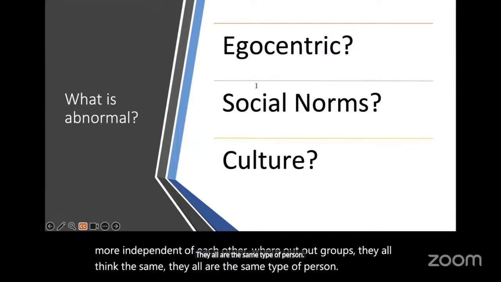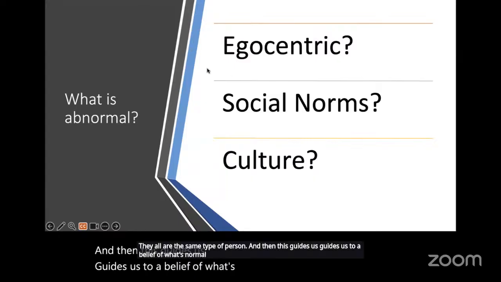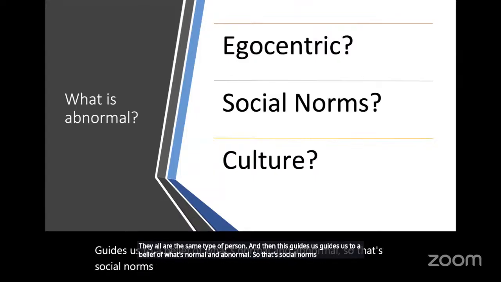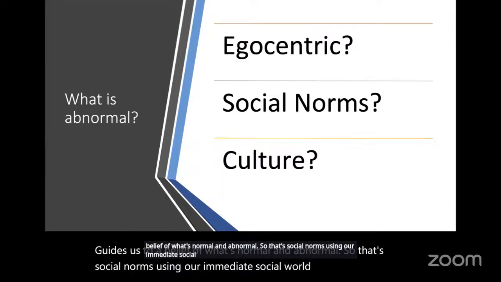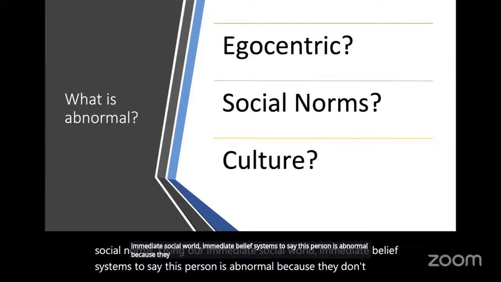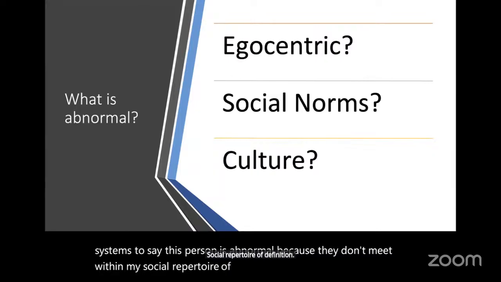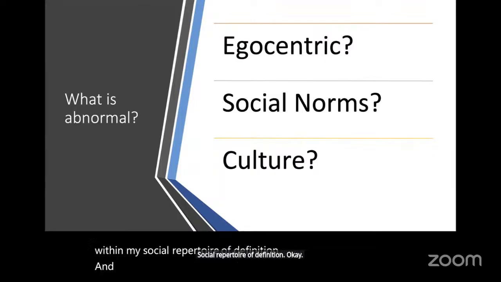And then this guides us to a belief of what's normal and abnormal. So that's social norms, using our immediate social world and immediate belief systems to say this person is abnormal because they don't fit within my social repertoire of definition. Okay. And then the last one is our more cultural view.